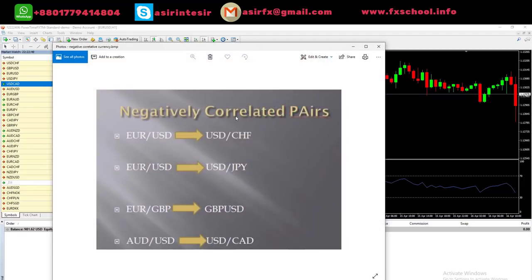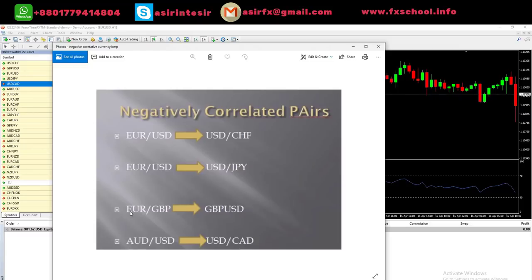So, negative correlated currency pair. What does it mean? It means EUR/USD and USD/CHF. When you see that the EUR/USD market is going up, at the same time you will see the USD/CHF market go down. When you see that the EUR/USD market goes up, at the same time you will see that the USD/JPY currency price goes down.